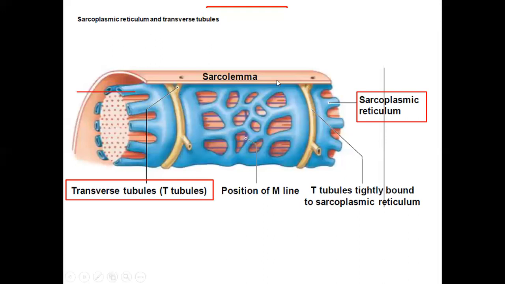And then this blue thing here is the sarcoplasmic reticulum where calcium is stored. So take a look at this. You have a T-tubule that folds around, and then sarcoplasmic reticulum where calcium is located. The close connection between a T-tubule and the sarcoplasmic reticulum is really important, and we'll come back and talk about why here shortly.